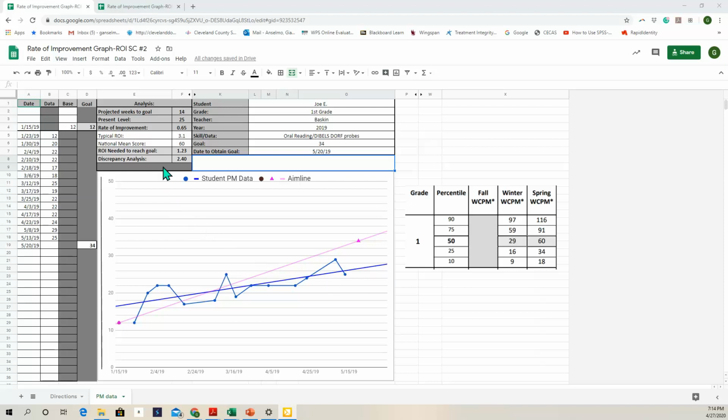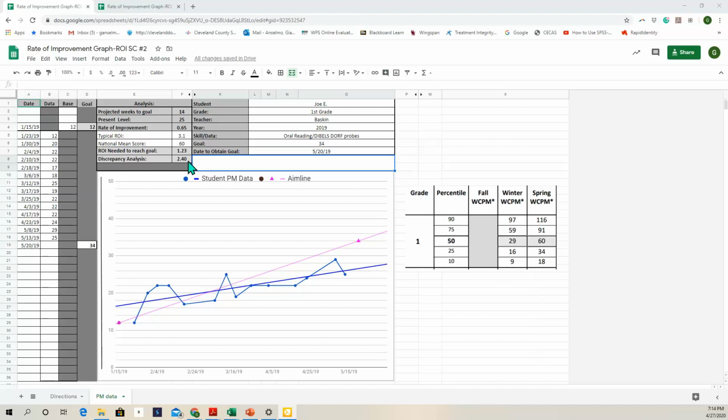Now, this is the only piece of data here that doesn't have anything to do necessarily with rate of improvement, but it's a nice little metric to look at. So we see that the student's current level is 25 and the national mean score is 60. One way that you can figure out how low a student is in comparison to peers is by dividing that 60 by 25. And when you do that, what you find is that the student is 2.4 times discrepant from typical peers. That is a pretty good metric to suggest that the child is significantly lower.